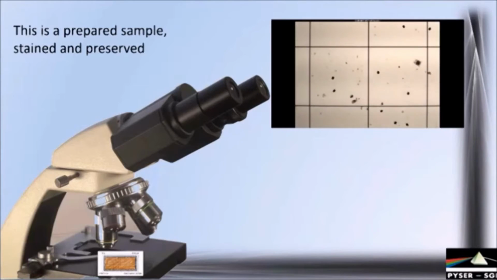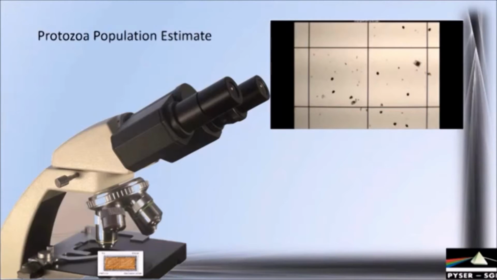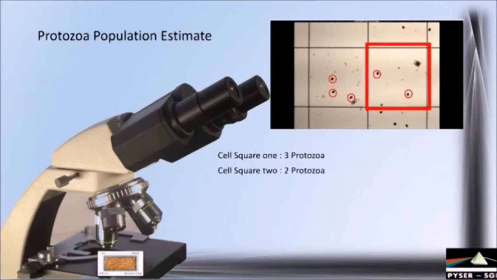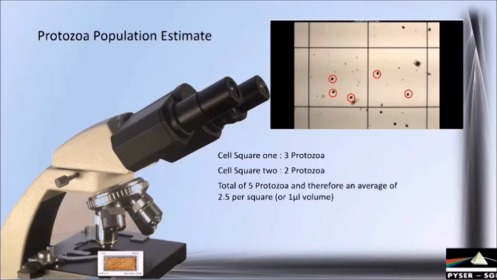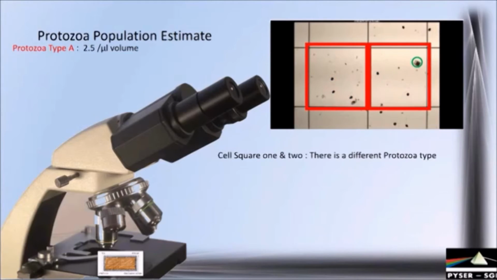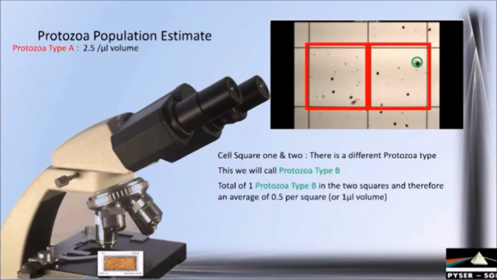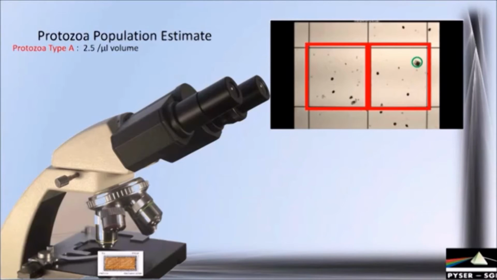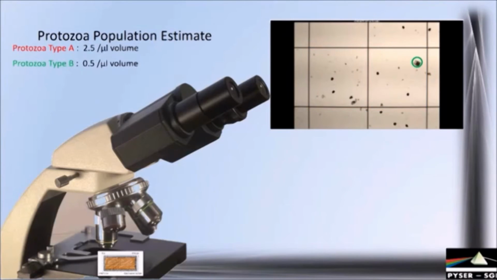So if we look at this particular area, we can work out how to do a count, a population estimate, if you will. Taking one square, there are 3 protozoa in this area, and in the square to the right, there are 2. So that's 5 in total across 2 squares, an average of 2.5 per square, or 2.5 per microliter volume. You'll also note, if you look at those 2 squares, there is a second protozoa there, we'll call it type B, and the average population in these 2 squares is half a protozoa per microliter volume.